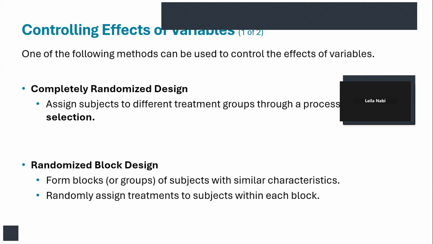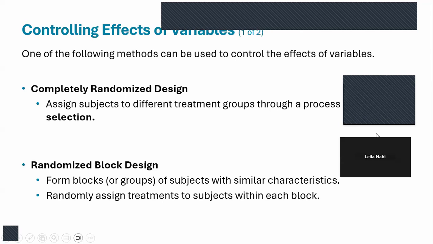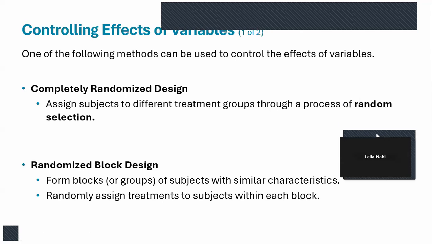But to control the effect of those variables, there are different methods that the researcher can use to reduce the effect of different variables on the result of the study. First is completely randomized design. Completely randomized design means when they are choosing the people for the treatment group or the control group, they choose the people through a process of random selection.